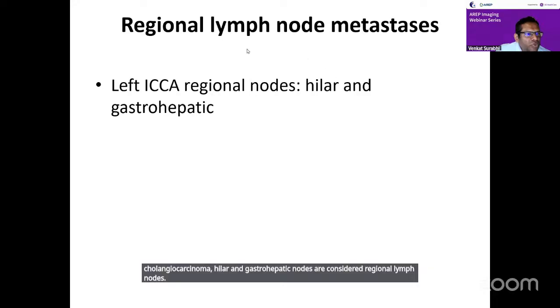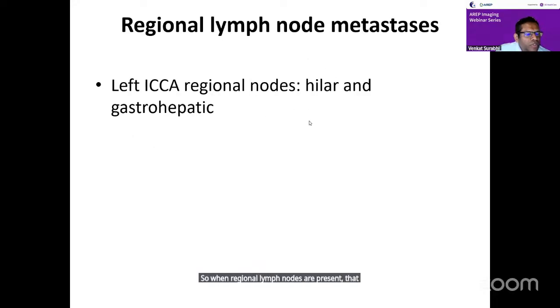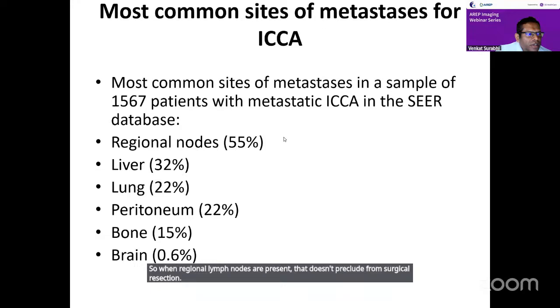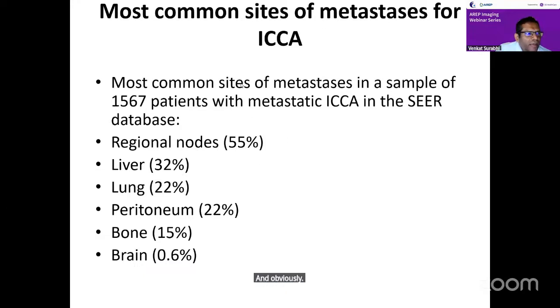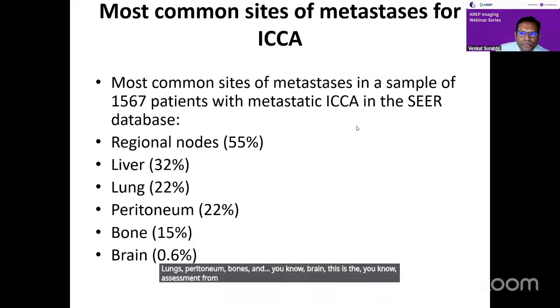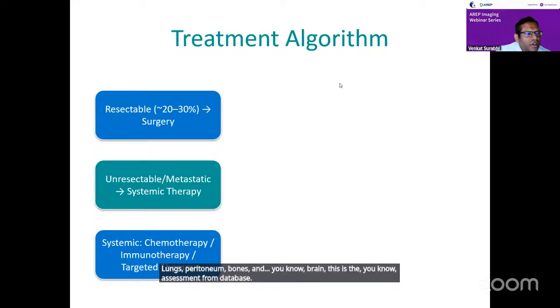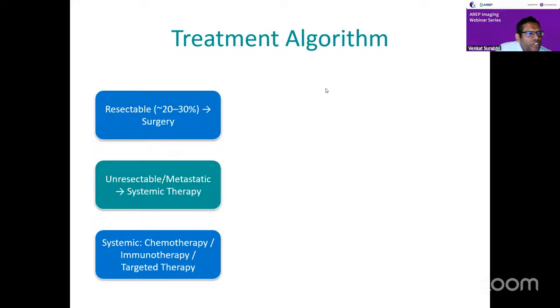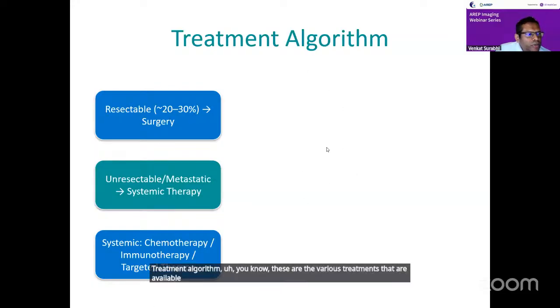So when regional lymph nodes are present, that doesn't preclude surgical resection. And obviously, the most common sites for metastasis, other than the regional nodes, are satellite lesions within the liver, lungs, peritoneum, bones, and brain. This is the assessment from the database. Treatment algorithm. These are the various treatments that are available to these patients.